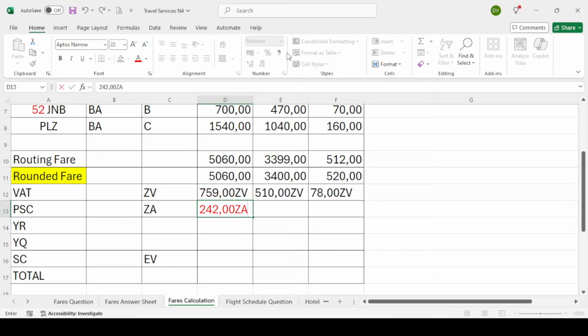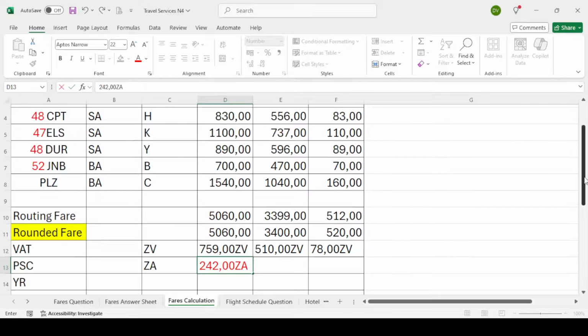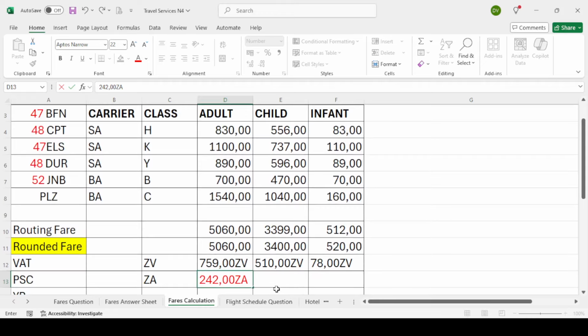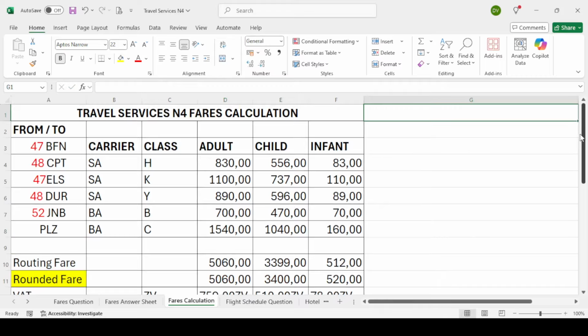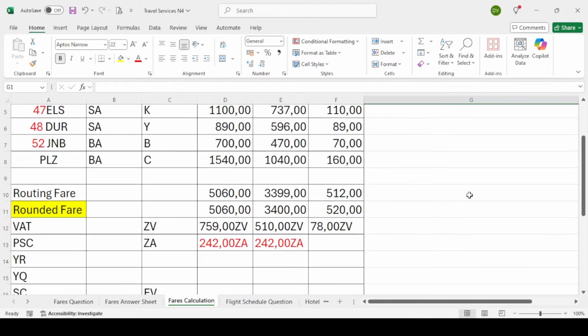So the adult pays the PSC. The child also pays the PSC. You show your code and you show your .00. But the infant will never pay PSC. You can simply write in the word nil. Guys, they give a mark for this.